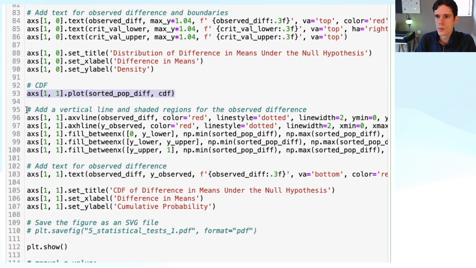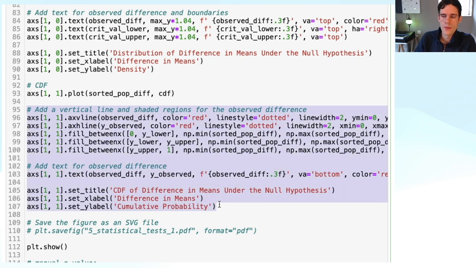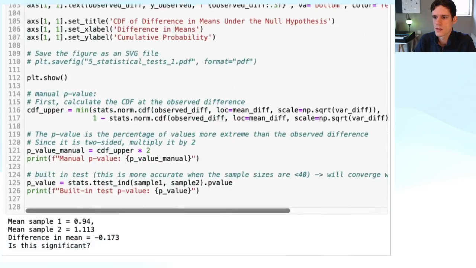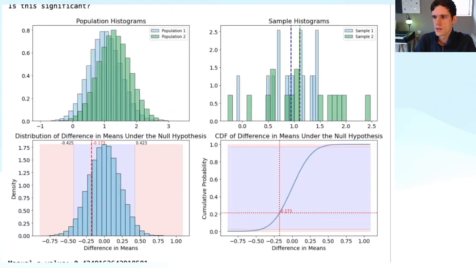And also here, the rest of this code will take care of the shaded regions on this specific plot. And then we just do plot.show to give our final result. And we can run this cell and see indeed that we get these plots. And in this specific case, our sample difference falls within the blue region.